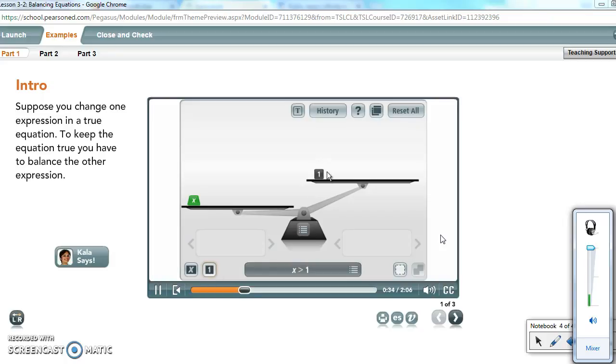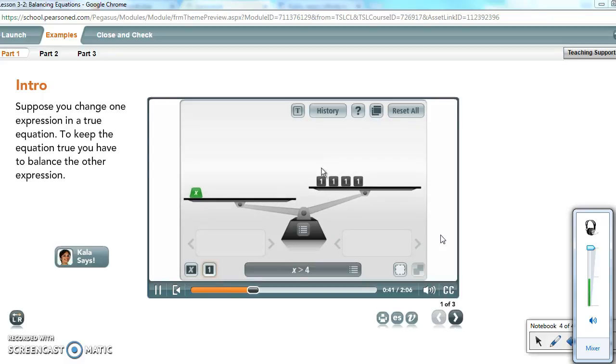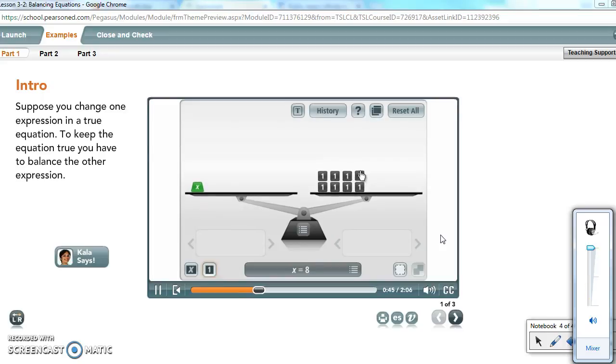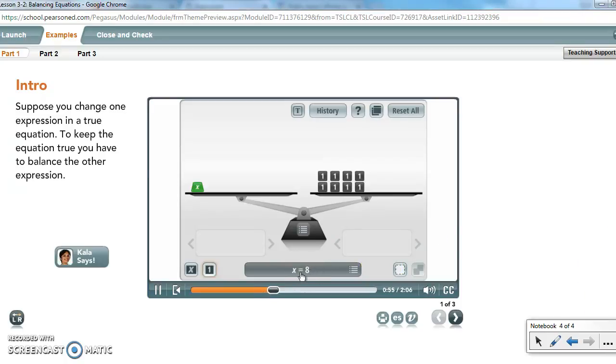The pan balance is still uneven. Drop a few more 1 tiles on the other side. As you add more 1 tiles, the pan balance becomes more and more even. Notice that when there are 8 tiles on the other side, the pan balance is completely even. This shows x equal to 8 is a true statement.